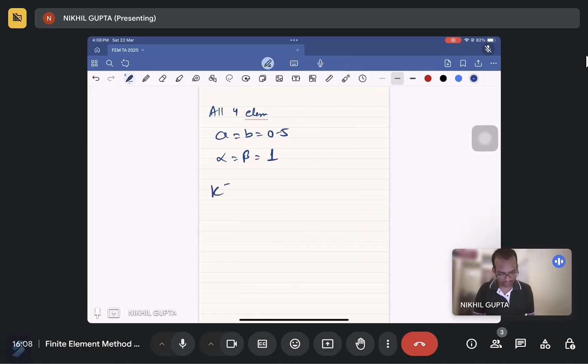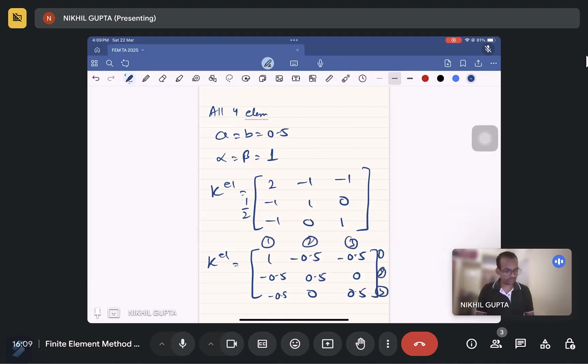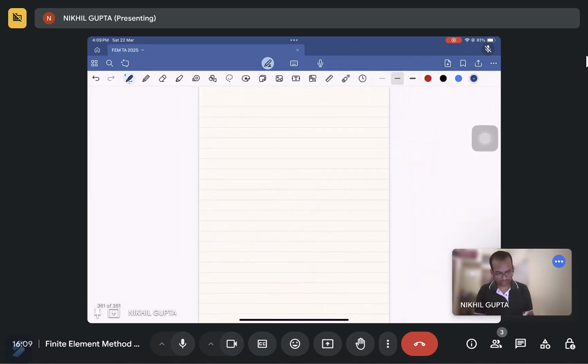Now we'll put the alpha and beta values in the k element. We'll get half of [2, minus 1, minus 1; minus 1, 1, 0; minus 1, 0, 1]. I have just put the alpha and beta values in that. So we'll simplify it and we'll get this. So this belongs to 1, this belongs to 2, this belongs to 3, the 1 2 3 nodes.